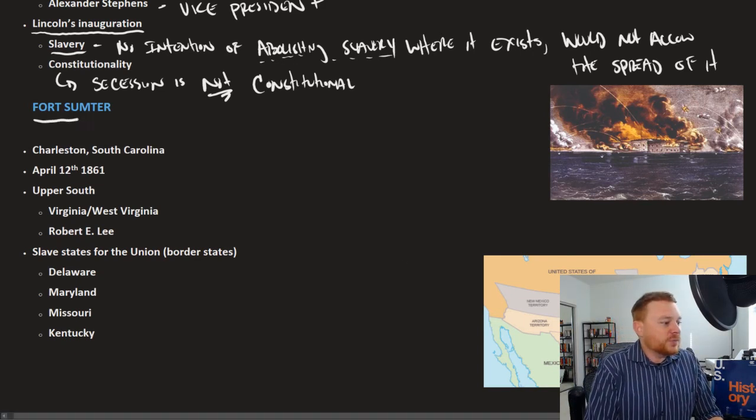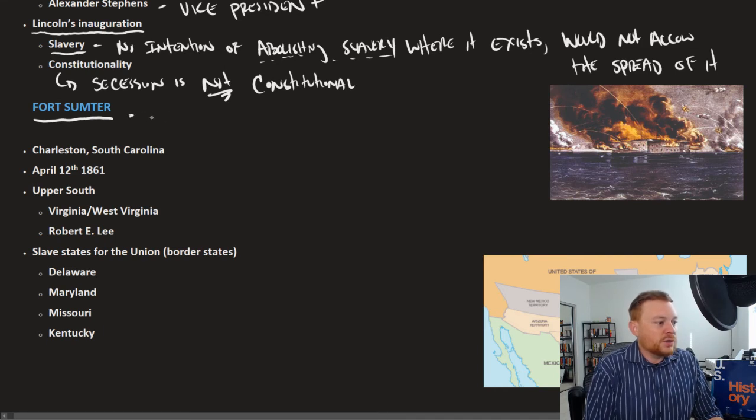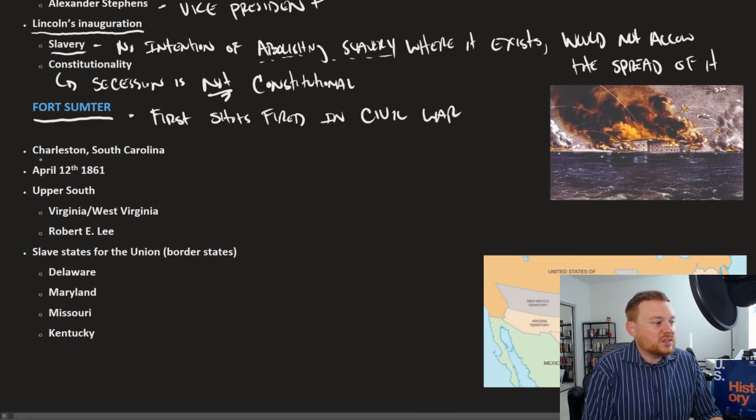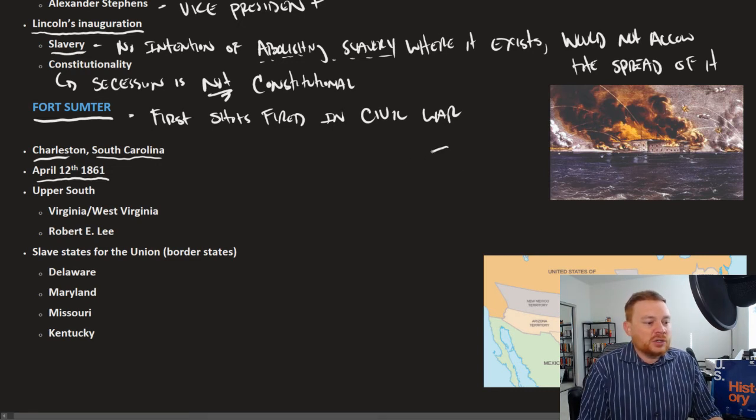Fort Sumter is the beginning of the Civil War. This is also considered to be the first shots fired in the Civil War. Fort Sumter was a base in Charleston, South Carolina. The first shots were fired in 1861. Essentially what you had was a harbor. We'll draw little waves. This is supposed to be water right here. And Fort Sumter was a fort out in the middle of the harbor.